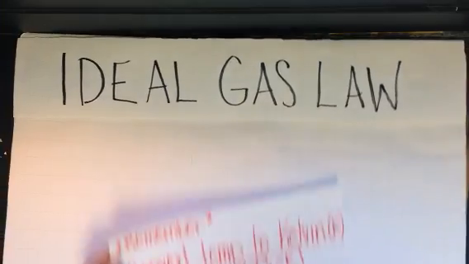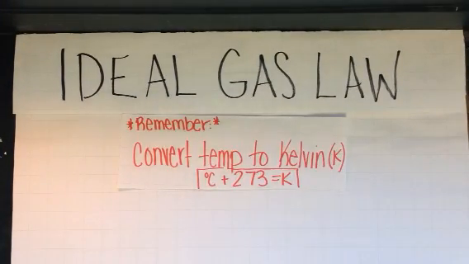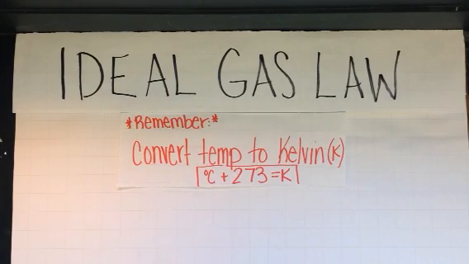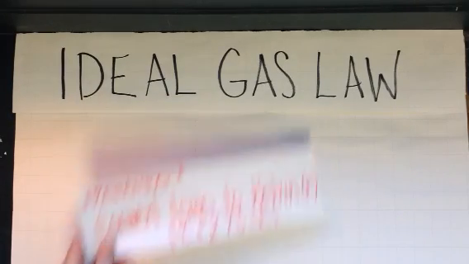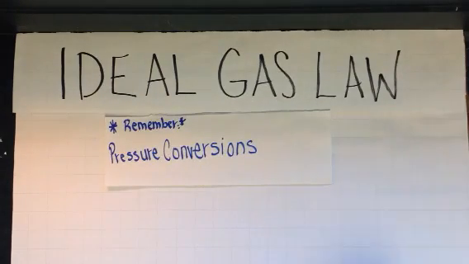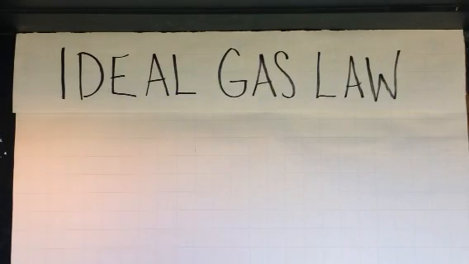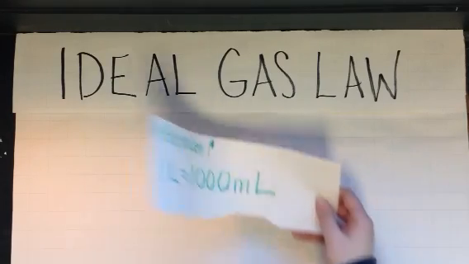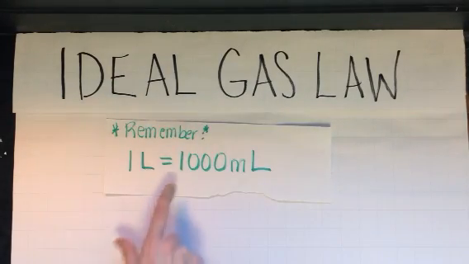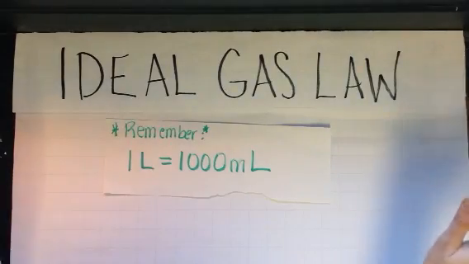Let's see here. Remember, temperature has to be converted into Kelvin. There's the conversion, degrees Celsius plus 273. Pressure must be in ATM, so don't forget you have pressure conversions. Look them up back in your notes. You might have to convert your pressure before you begin. Also, if volume has to be in liters, you might be given milliliters. You must convert for the ideal gas law. 1 liter has 1,000 milliliters in it. So remember, you have to have liters for ideal gas law. All of the other equations, it doesn't matter.